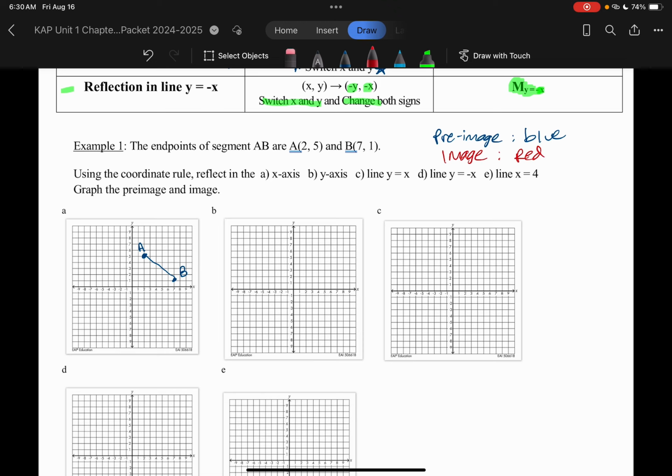So for the first one here, we're reflecting over the x-axis. Two different ways you can do this. If you're given a graph, I think the easiest way of approaching this is simply just counting. Remember, in this case, point B, the pre-image, is 1 unit away from the x-axis. So when I reflect it, if this is 1 away, then my image must also be 1 away. So that's going to give us B prime.